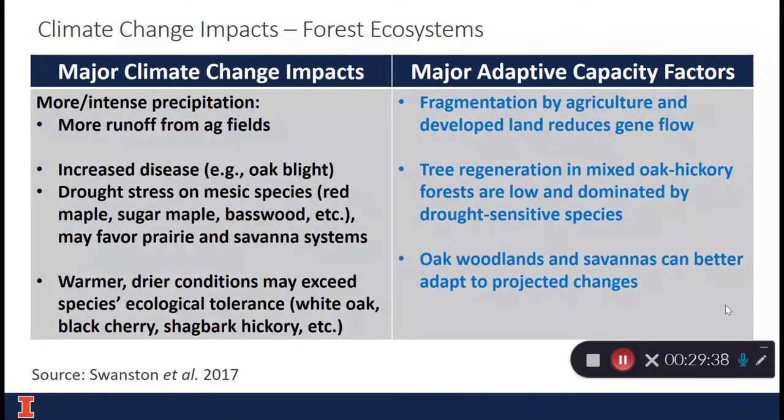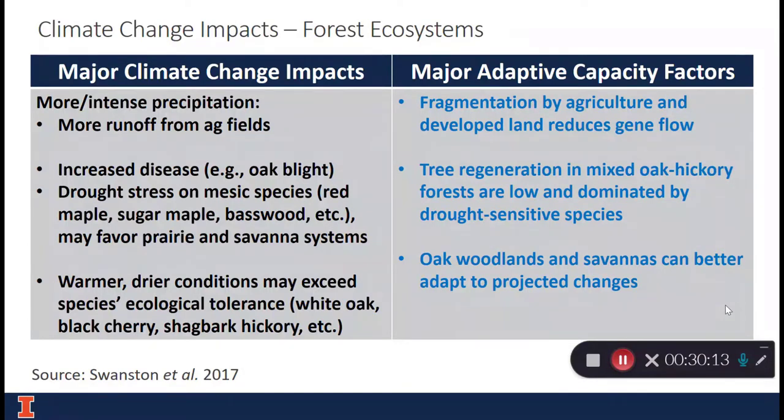Tree regeneration in mixed oak hickory forests is low, and they're dominated by drought-sensitive species already. So a lot of our mixed oak hickory forests tend to be less drought sensitive than some of the other more mesic species that I mentioned, the maples. Also, oak woodlands and savannas can better adapt to our projected warmer, drier areas. So there are some adaptive capacity factors in there, but as folks at the Morton Arboretum will say, it's about the right tree in the right place at the right time.